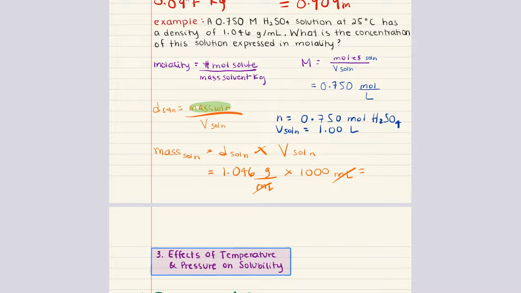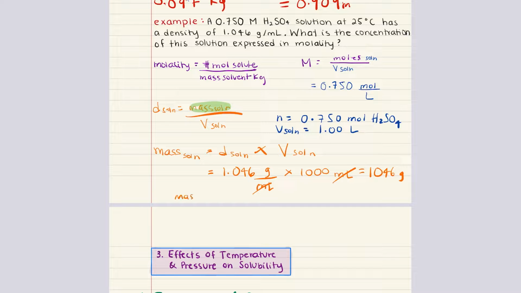If we calculate this, we're going to get 1,046 grams for the mass of our solution. Now, notice that the mass term that we calculated is the mass of the solution, not the mass of the solvent. But to calculate molality, we need the mass of the solvent.